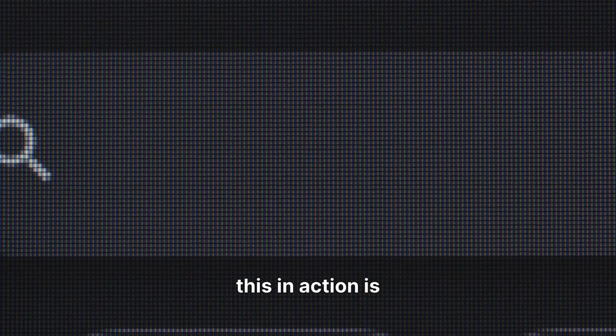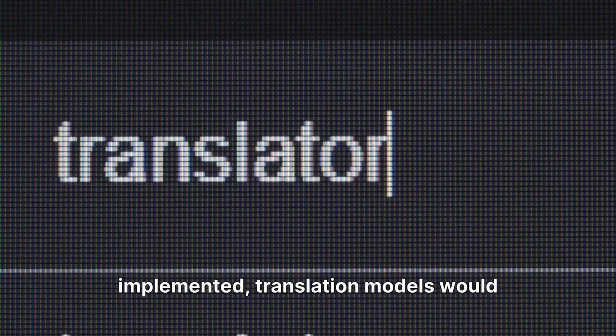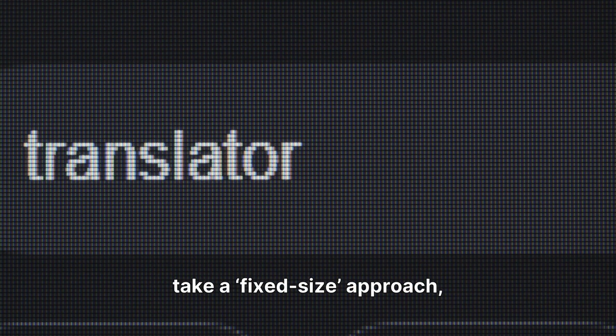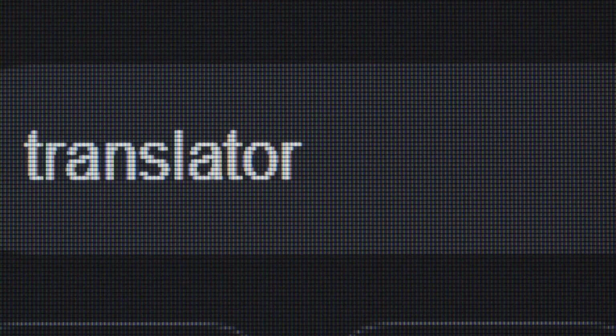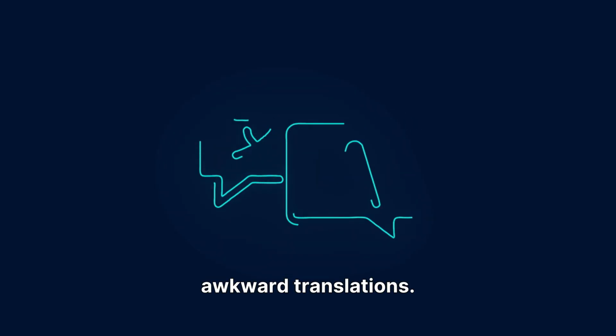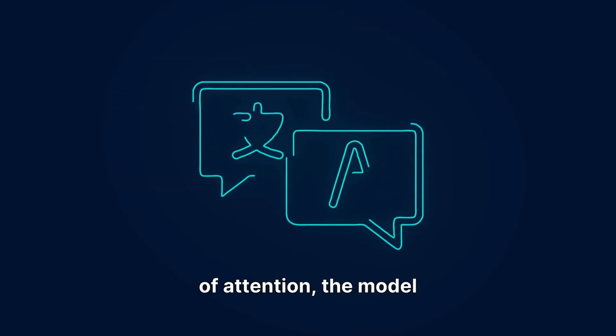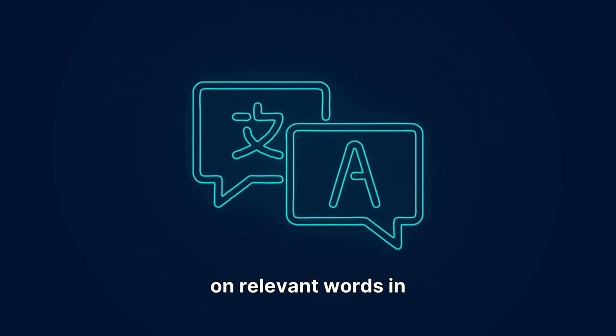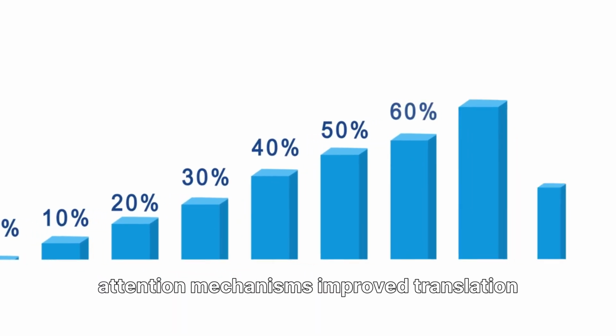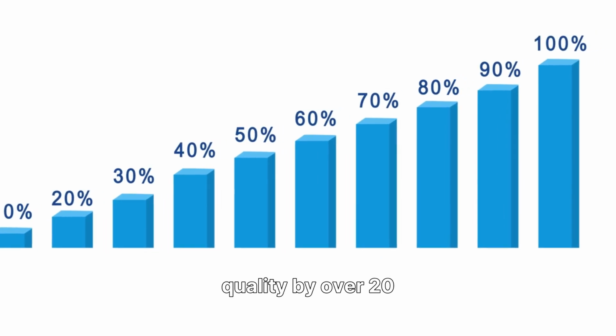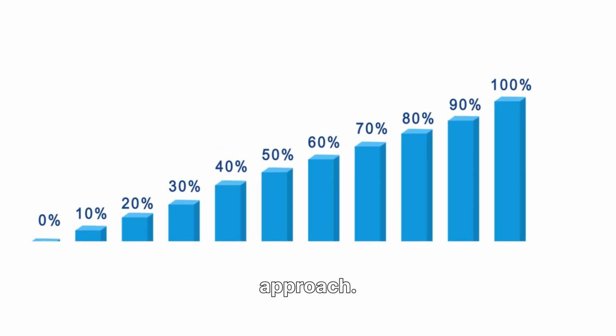A great example of this in action is Google Translate. Before attention mechanisms were implemented, translation models would take a fixed-size approach, treating every word equally. This often resulted in awkward translations. But with the introduction of attention, the model can now dynamically focus on relevant words in the source language while translating, leading to much more fluent and accurate sentences. In one study, researchers found that models utilizing attention mechanisms improved translation quality by over 20% compared to those that didn't use this approach. That's a significant leap.